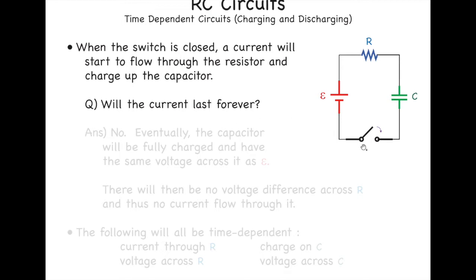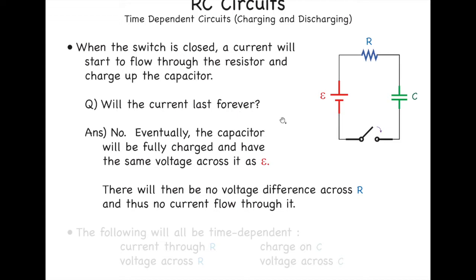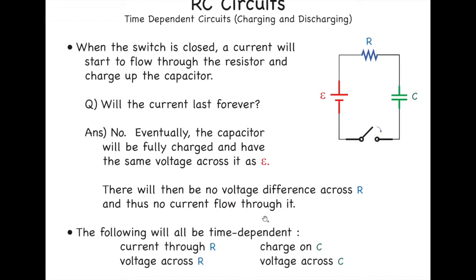The question is, will this current continue on forever? The answer is no. Eventually, the capacitor will be fully charged and will have the same voltage as the battery, as the EMF. At that point, there will be no charge difference across R, and thus no current flowing through it. As a result, all of the following things will have time-dependent behaviors. The current through R will change with time. The voltage across R will change with time. The charge on C, on the capacitor, will change, and the voltage across the capacitor will also change with time.